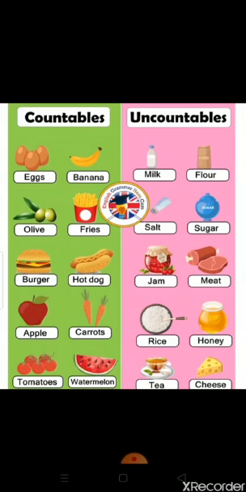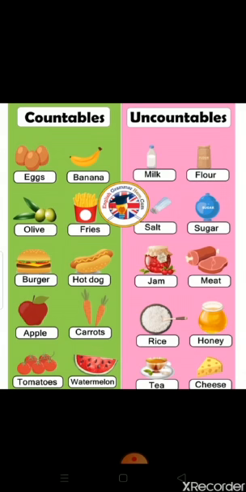Okay, see, apples, it is a countable noun. Then what is next? Bananas, countable nouns. Then beans, countable nouns. Then eggs, countable nouns. Then olives, countable nouns. Very good. We can count it, right? Mushrooms, very good. Tomatoes, excellent. These all are countable nouns.